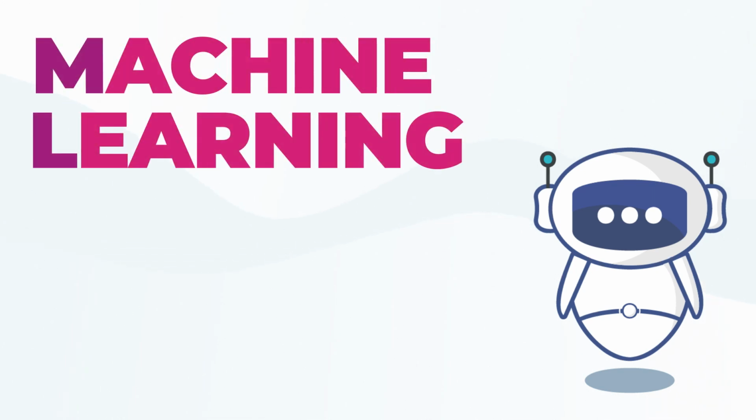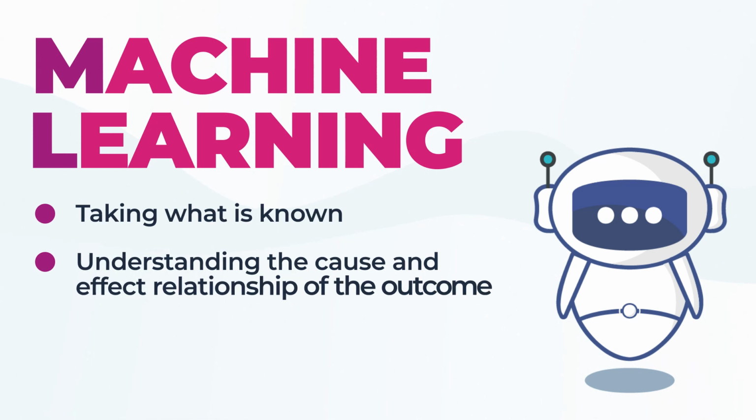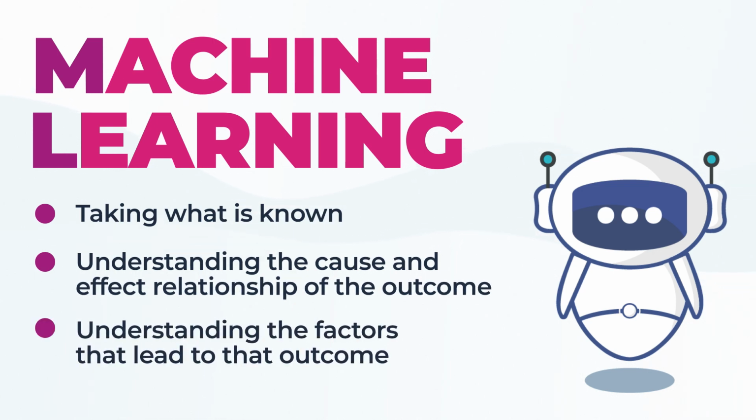To start off with the basics, what is machine learning? It is basically taking what is known, understanding the cause and effect relationship of the outcome, and understanding the factors that lead to that outcome. So kind of whittling it down a little bit further, going back to like middle school, where we learned that X affects Y. Like any changes in X are going to affect changes in Y.